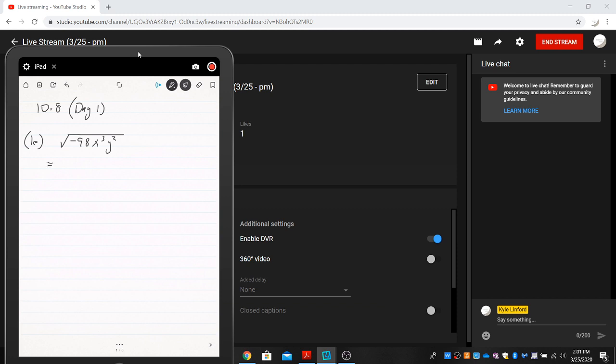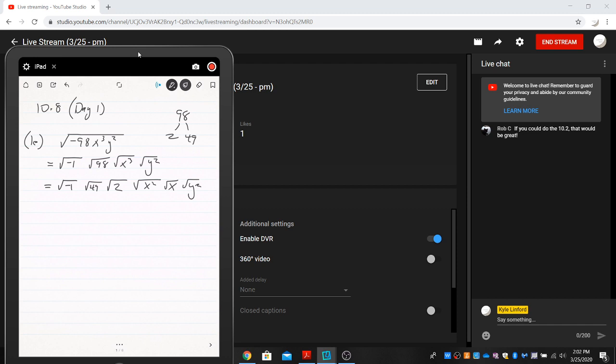So when we go and simplify this, we want to separate out the radical just like we did in the previous section. But this time, we have to contend with what is the square root of negative 1. So I'm going to start breaking this down like normal. 98, I know, breaks down into 2 and 49. So before I keep going through all the prime factors, I know I have a perfect square right there. So I'm going to break this up into the square root of negative 1, the square root of 49, the square root of 2, and then x cubed we can break up into the square root of x squared, and the square root of x to the first, and then the square root of y squared.